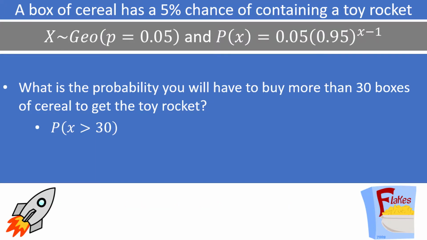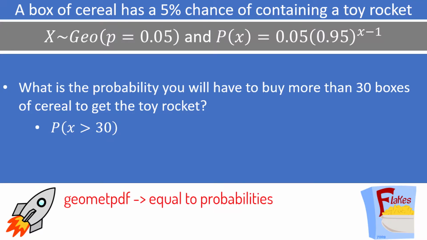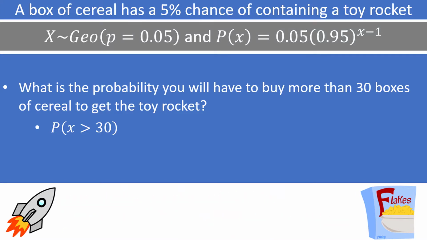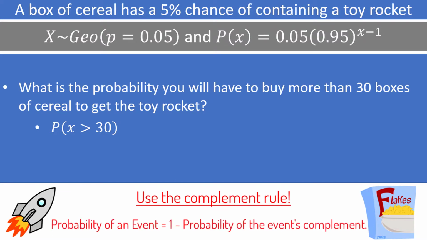Our calculator functions only calculate either equal to probabilities, in the case of geometpdf, and less than or equal to probabilities, in the case of geometcdf. How might we solve this problem? Well, the easiest way is just to use the complement rule. The complement rule says that we can take 1, which represents 100% or all of the outcomes, and subtract the outcomes in the complement, the outcomes not included in our probability statement. We will be left with the probability of the outcomes that we do want to solve for.